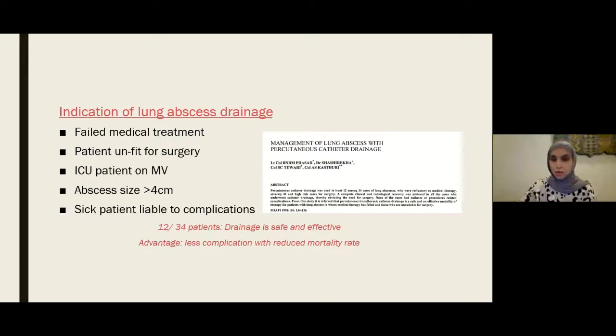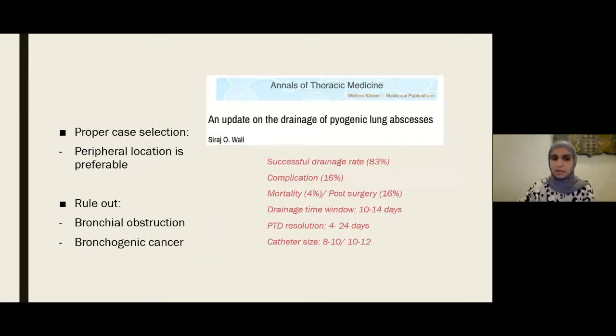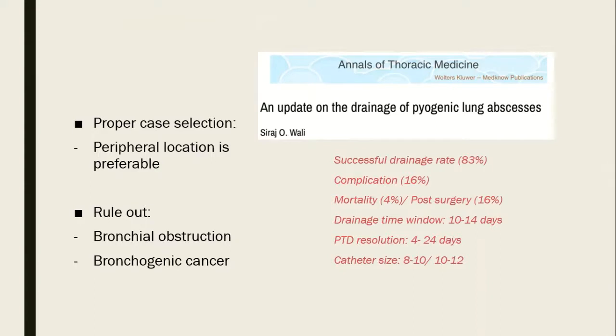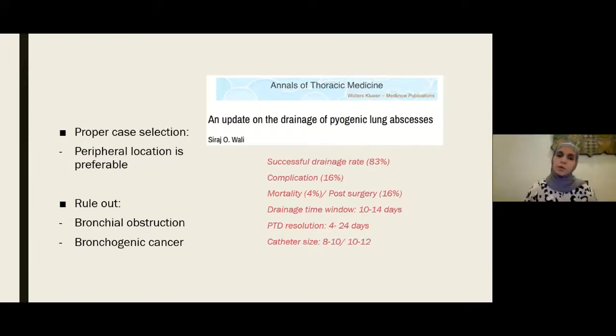Another article shows the technique and procedure of how to drain this abscess with selected criteria. They conclude that we can drain a peripheral abscess, and we need to avoid passing our catheter through normal lung to prevent the complications of hemothorax, pyothorax, or pneumothorax. And before we drain any abscess, we need to rule out bronchial obstruction and bronchogenic cancer, because these cases should go to surgery.